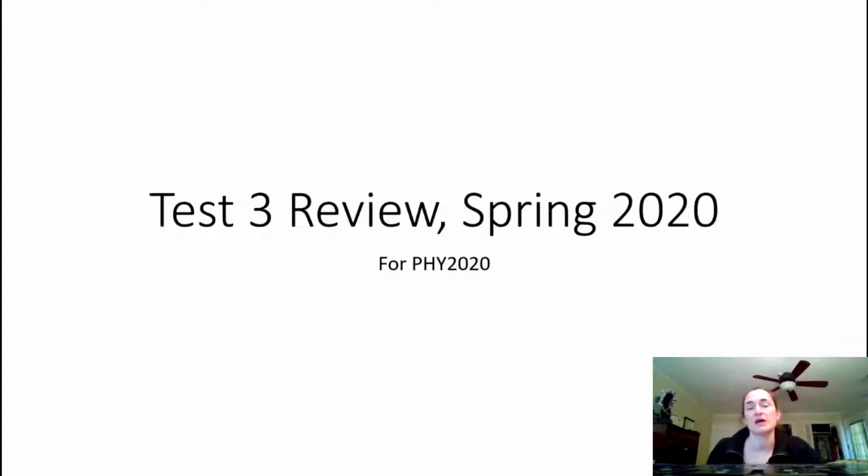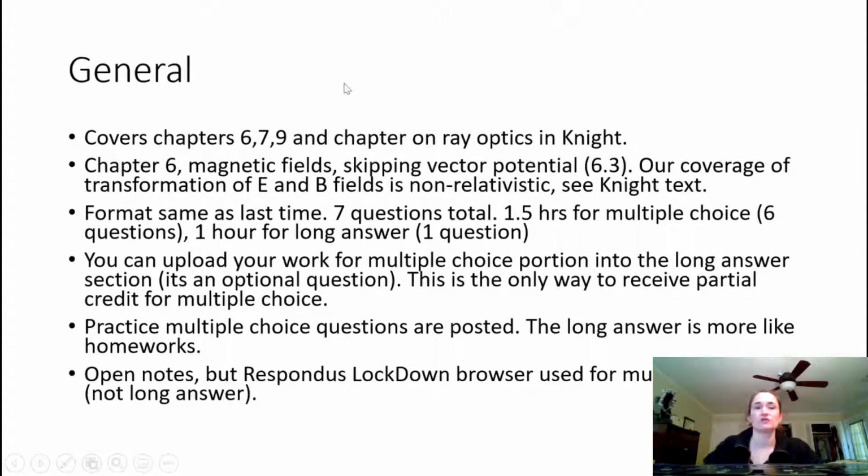The format is going to be the same as the format of the test last time. So there's going to be 7 total questions, and they're going to be broken into a multiple choice section, which is 6 questions, and then a longer answer section, which is just 1 question. These have separate links on your website. The Respondus Lockdown Browser is going to be required for the multiple choice section, and then not required for the long answer section. You'll have 1.5 hours for the multiple choice and then 1 hour for the long answer. It's going to be open for 48 hours starting on Tuesday at 3 o'clock.